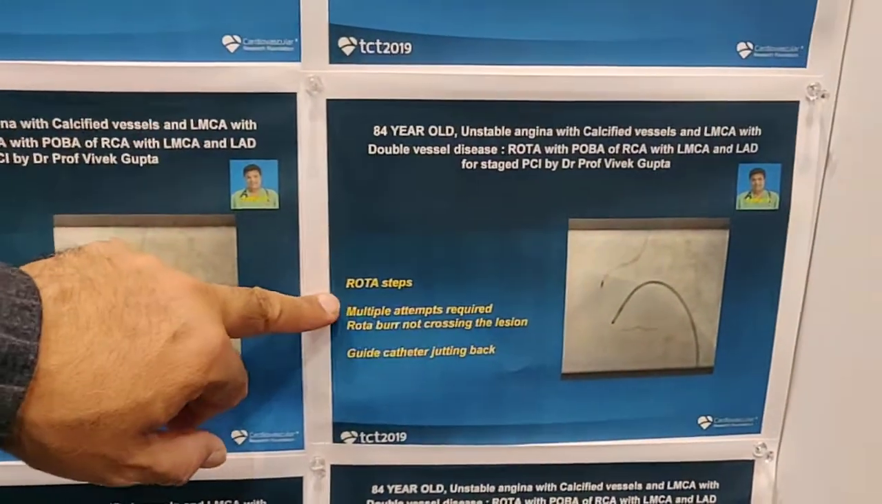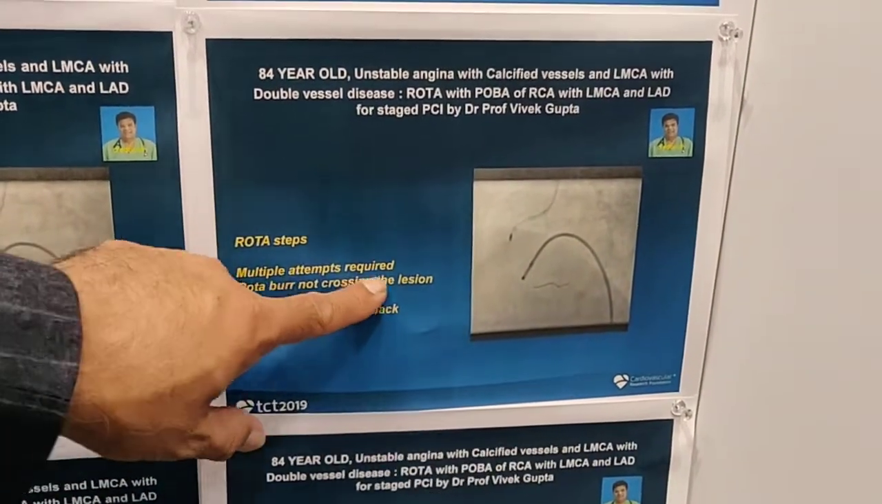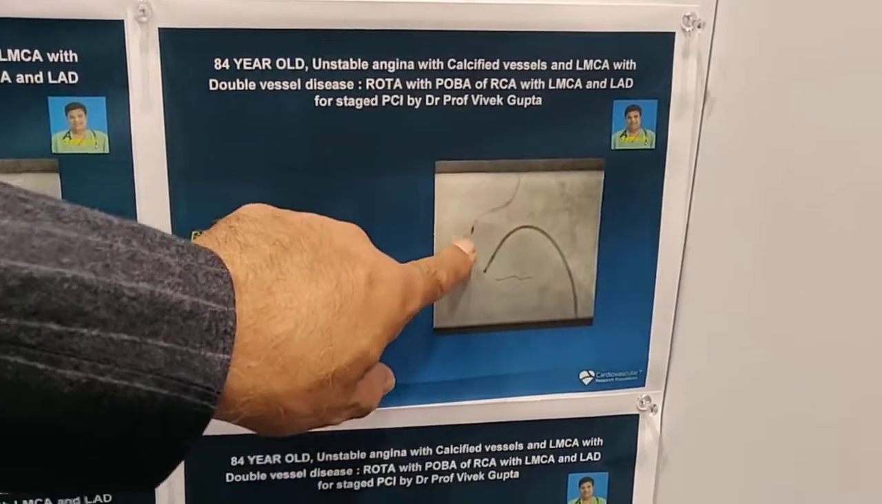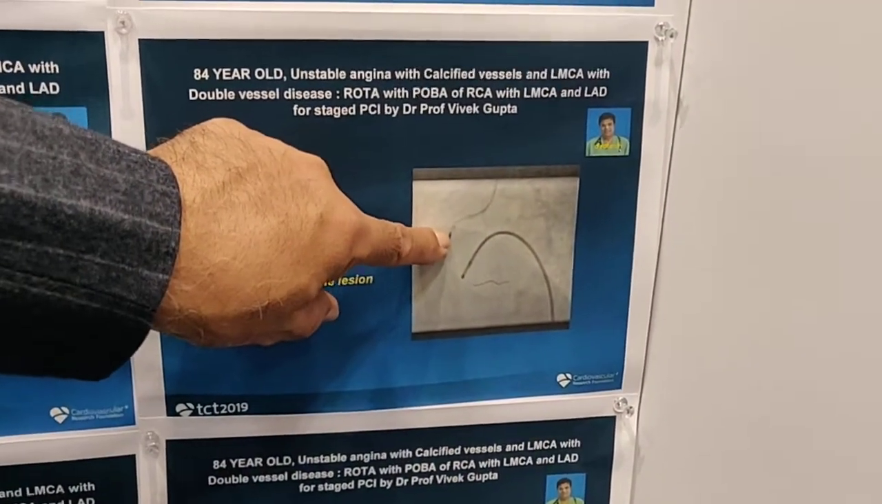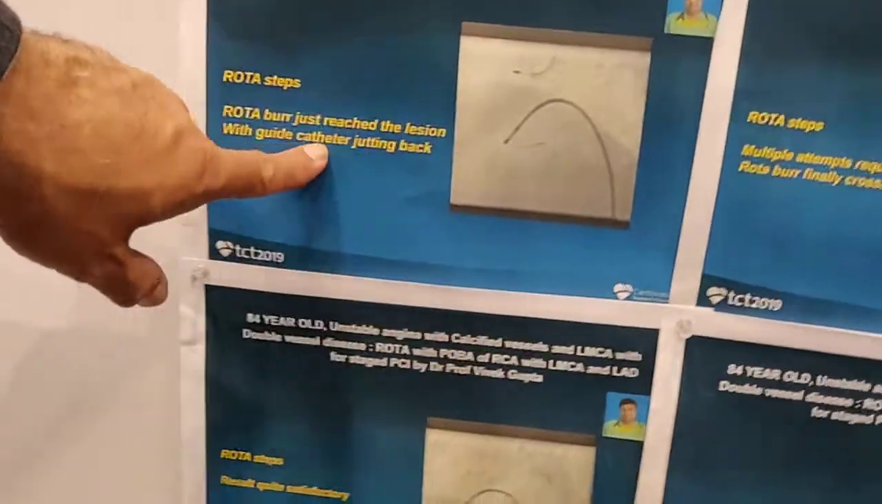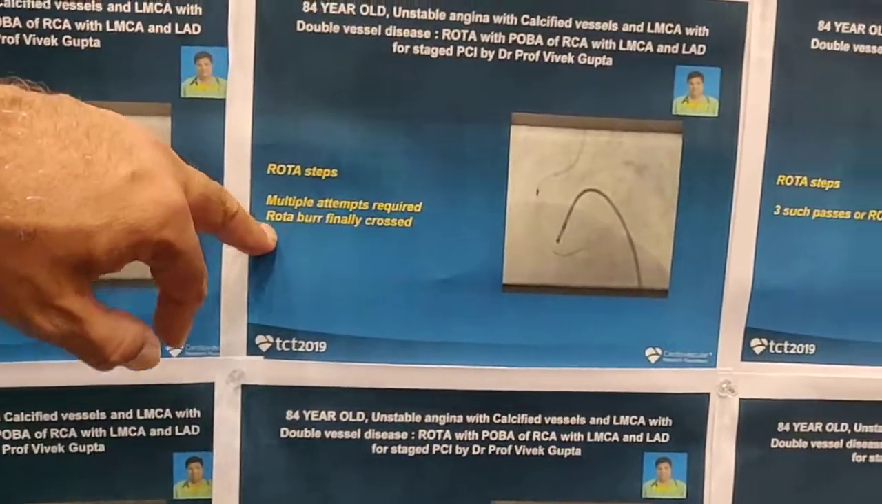What to do? So we finally decided again to do multiple attempts. Attempts were required; the rota burr was not crossing the lesion, and the guide catheter was jutting back. That means the rota wire was coming till this place with optimal rotational speed, but it was not crossing the lesion. The rota burr just reached the lesion with the guide catheter jutting back, and then after multiple attempts, it finally crossed.